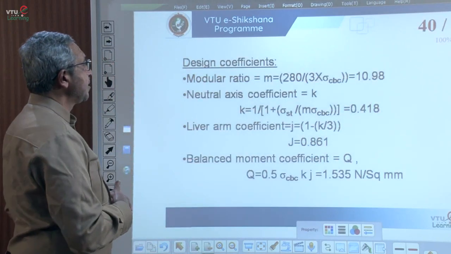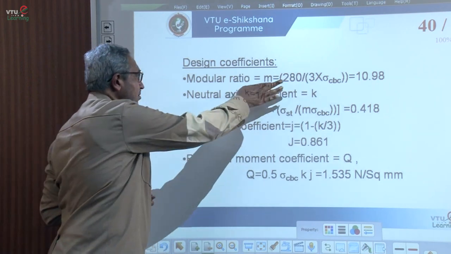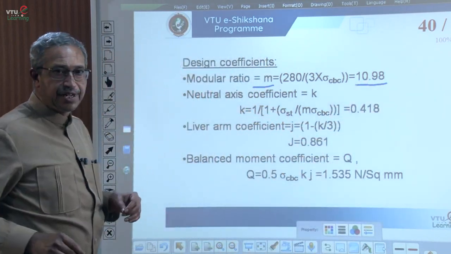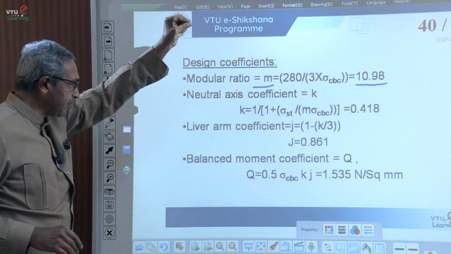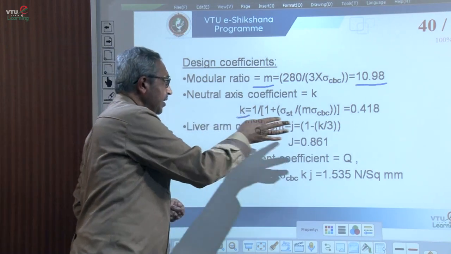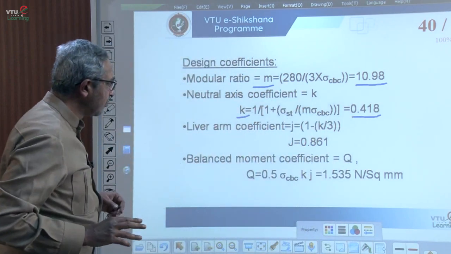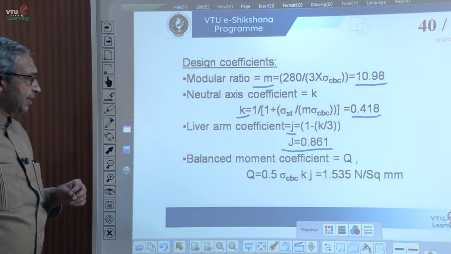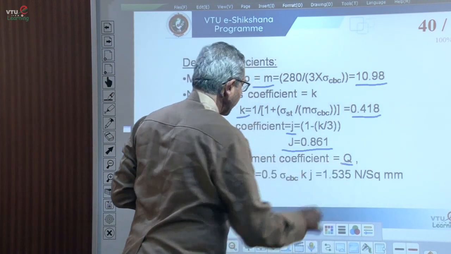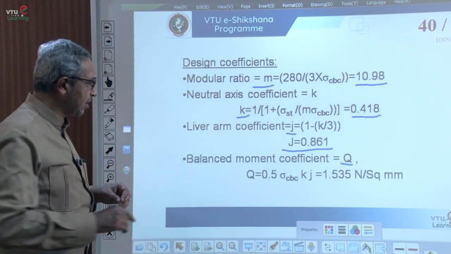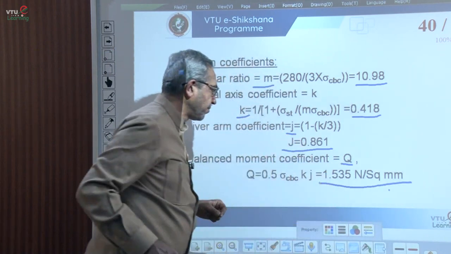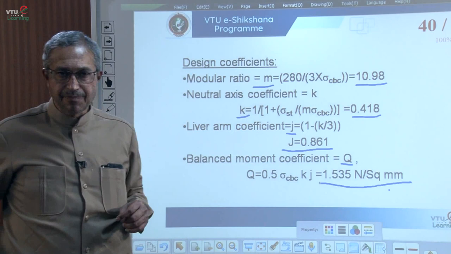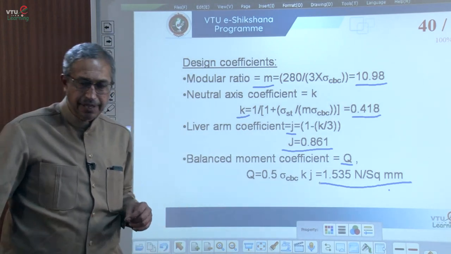Next are the design coefficients, same coefficients. M refers to modular ratio. On substituting the values, we get around 10.98. And the neutral axis coefficient K, I explained what the neutral axis layer is, comes to around 0.478 on substituting the values. The lever arm coefficient J works out to 0.861. Next is the balanced moment coefficient Q, which comes to around 1.535 newtons per square millimeter. All of this refers to design coefficients which must be calculated in the working stress method of design before we go to the actual designing of the structure.